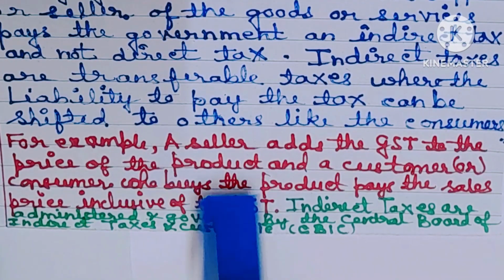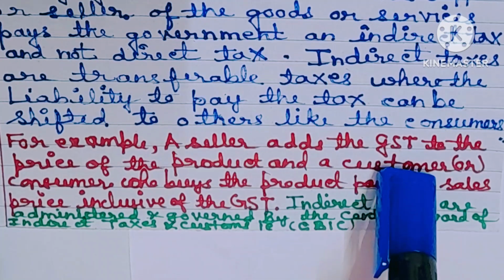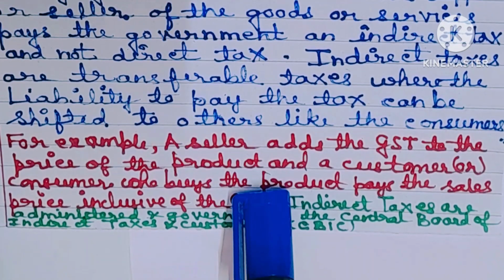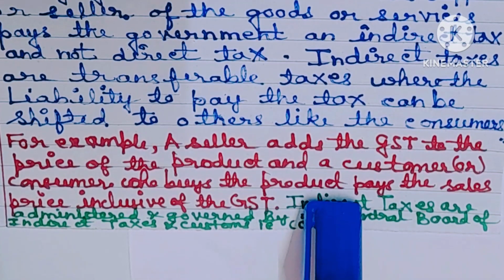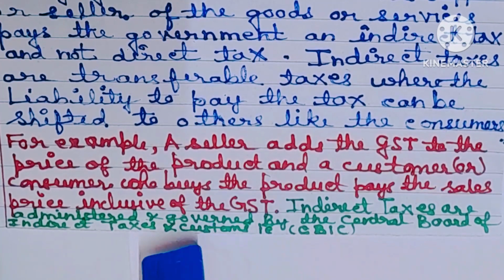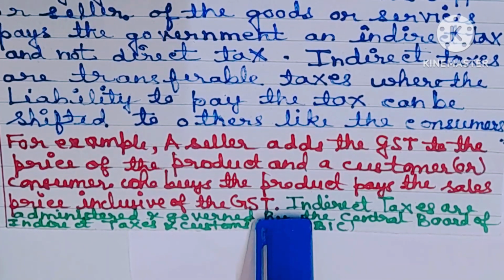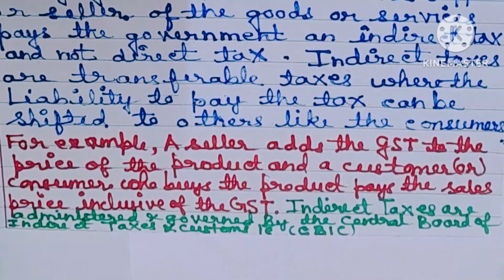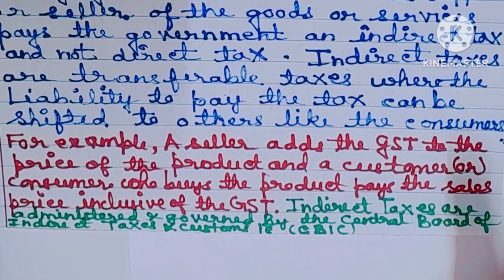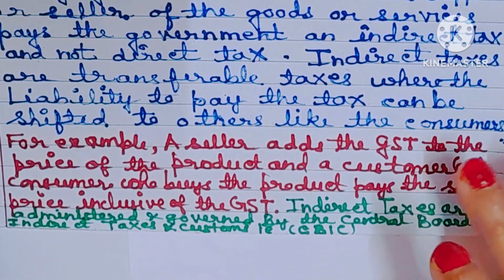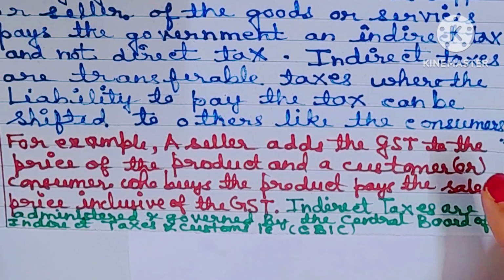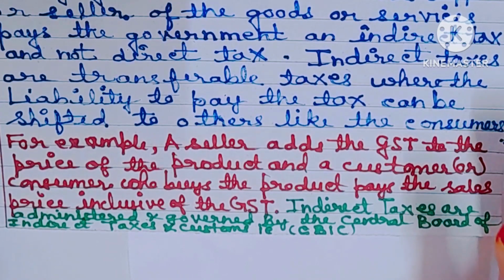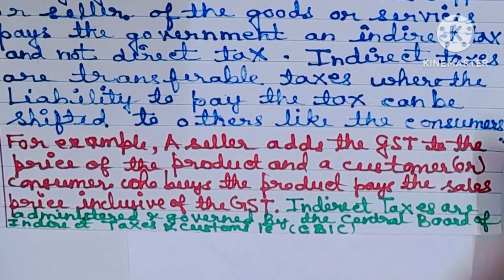For example, a seller adds the GST to the price of the product, and a customer or consumer who buys the product pays the sales price inclusive of the GST. So, who is paying the GST? The customer or the consumer. So, the customer is paying the GST indirectly. Understood? So, this is the reason GST is known as an indirect tax.